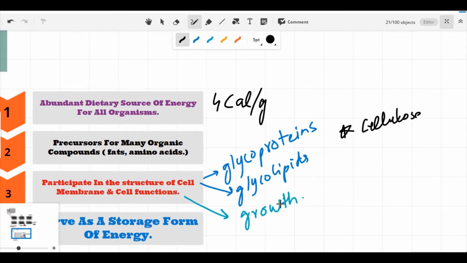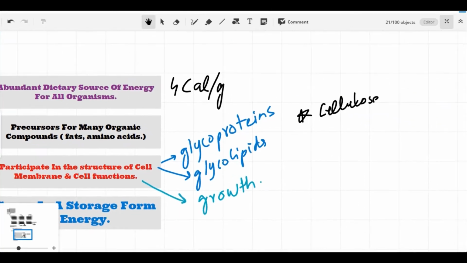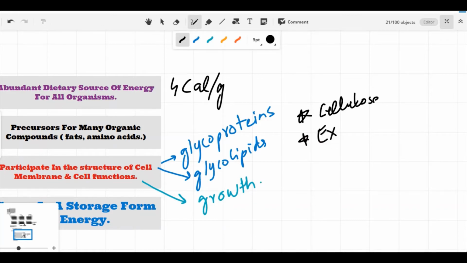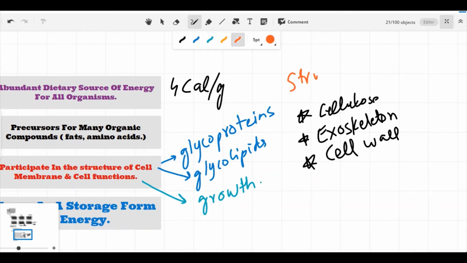Okay, cellulose of plants, and also, from a structural point of view, the exoskeleton of some insects, and the cell wall of the microorganisms. So they participate in the structure; you can say they are the structural components of many organisms. So you can give the heading: these are the structural components.